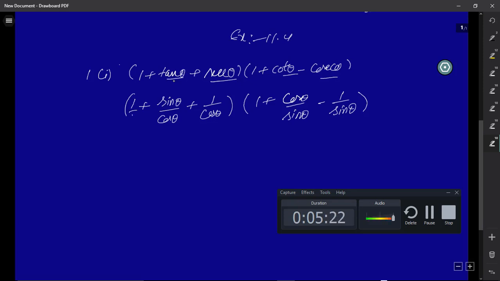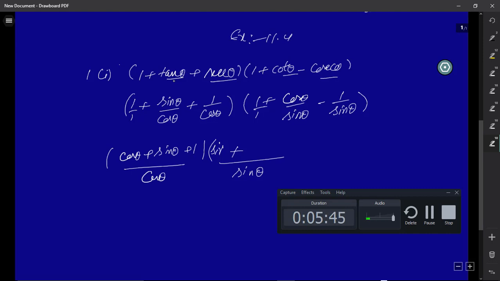Now let me take the LCM of this, and the LCM is cos theta. So what do I get here? Cos theta plus sin theta plus 1, into, I'll again take the LCM here. LCM is sin theta, so what do I get here? Sin theta plus cos theta minus 1.